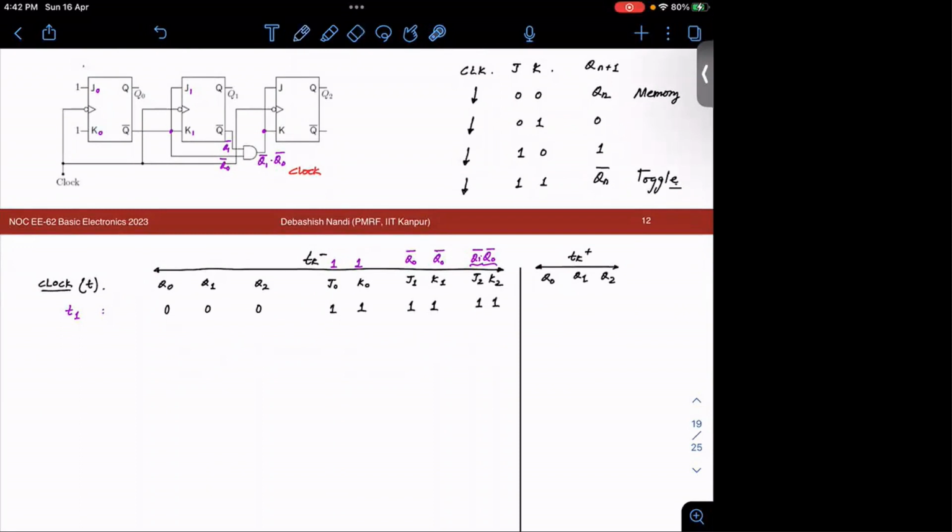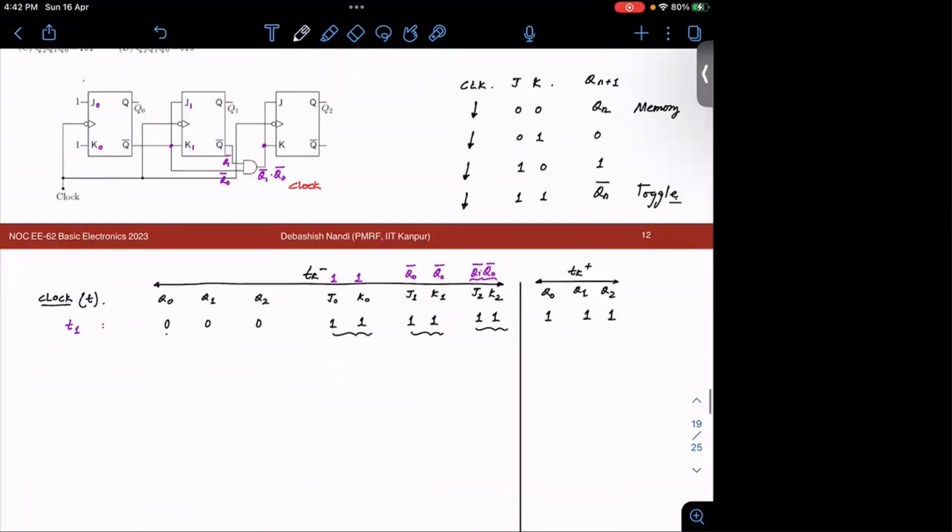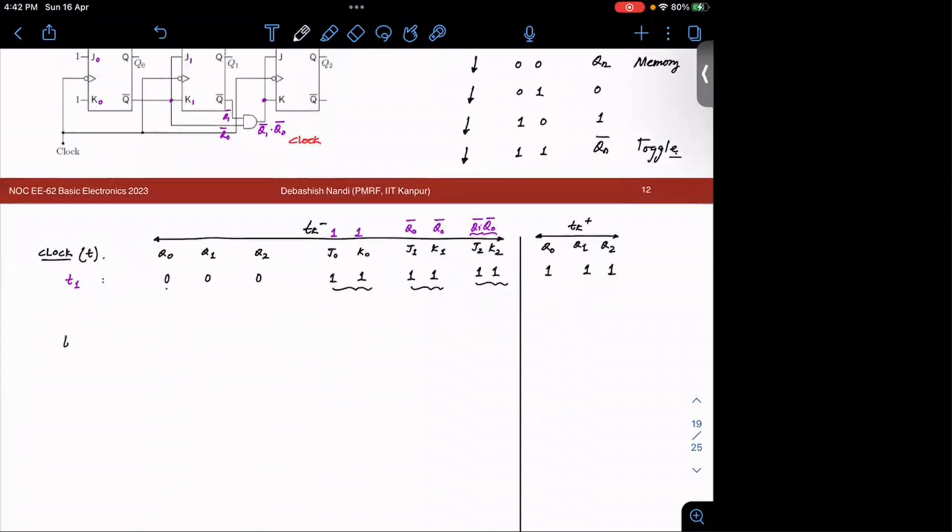Fine. So now you will observe this. What are the inputs? You will see the previous one, and you will just put the values here. So it is 1, 1. That means it has to toggle. So 0 will be 1. Again, 1, 1, 0 will be 1. 1, 1, 0 will be 1. Fine. So for the next cycle, this will be your input.